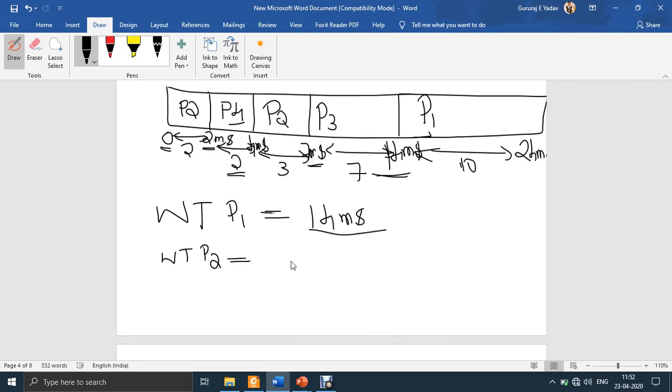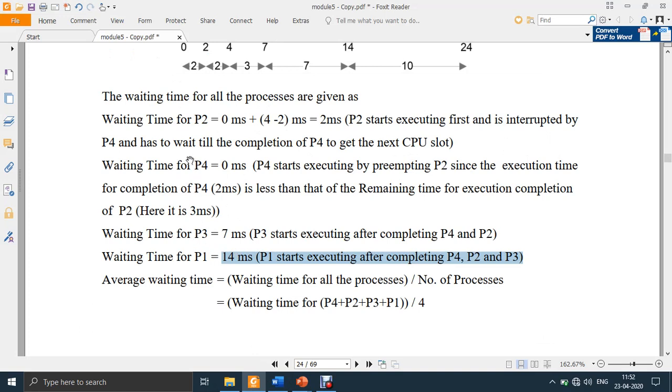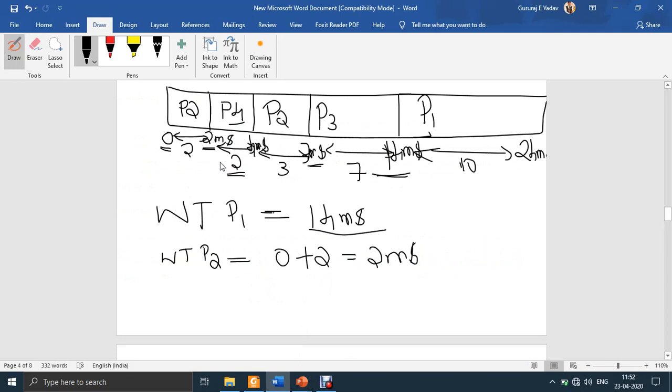That means initially it didn't wait at all, so 0 plus, after that it waited for 2 milliseconds to get its chance to execute again, and it completed. It again didn't wait at all in the ready queue. The total waiting time for P2 is 2 milliseconds. If you see this here also, the waiting time for P2 is 0 plus 4 minus 2, which is 2 milliseconds. So it has waited for 2 milliseconds.